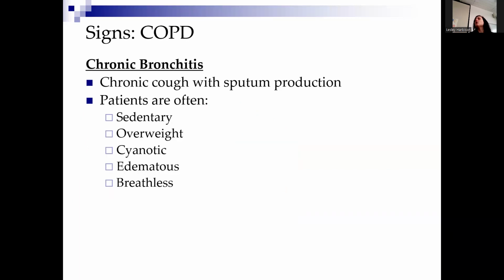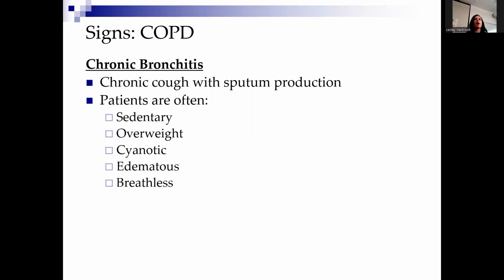So signs of COPD, chronic bronchitis, a lot of coughing, sputum. Patients are often more sedentary. They don't move around a lot. They're not going to be like an athlete. They sit more, possibly overweight. Cyanotic is a bluish look, maybe blue fingernails, maybe bluish lips. They're just not getting as good oxygen exchange. Edematous, so maybe swelling somewhere, especially in the lower extremities, and kind of breathless.